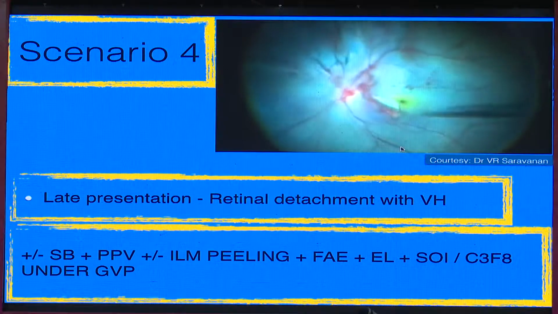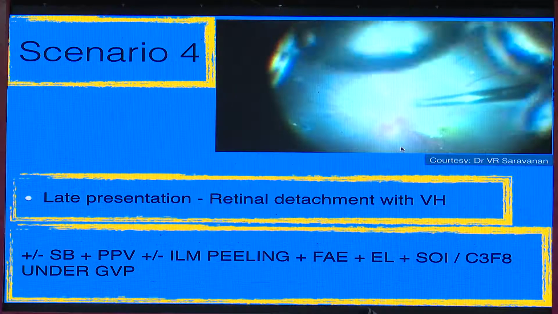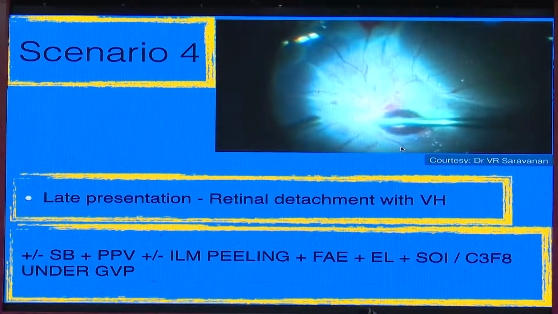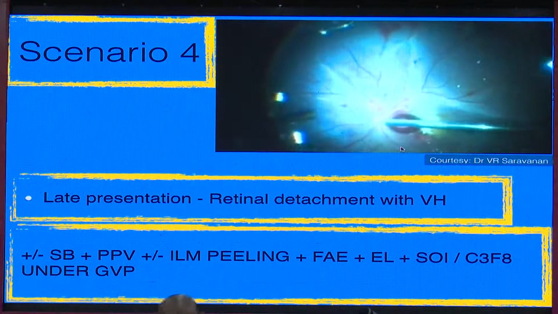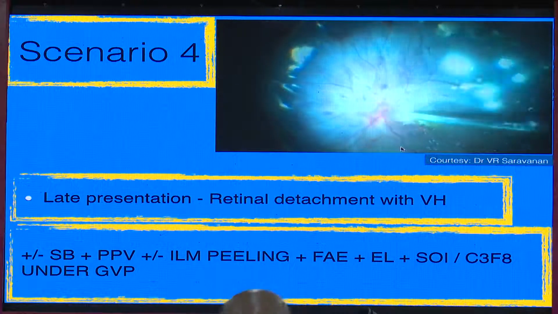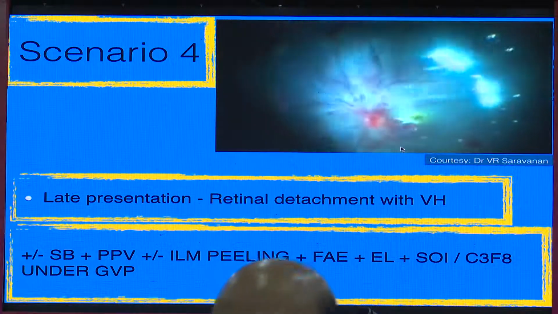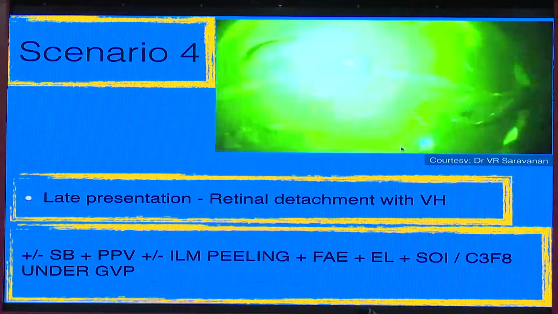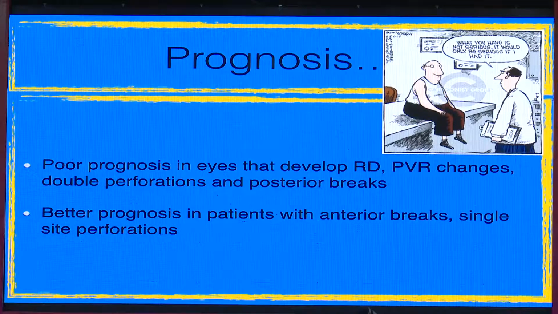One other case was a retinal detachment. It was detected later on, and then we could do the vitrectomy nicely, then a fluid exchange and put oil. Again, you can see that posteriorly there is retinal bleed, and this was the break area, and we had to put oil in this case also. As I said, there is a good prognosis with anterior breaks and single site perforations, and poor prognosis with RD, PVR changes, double perforation, and posterior breaks.